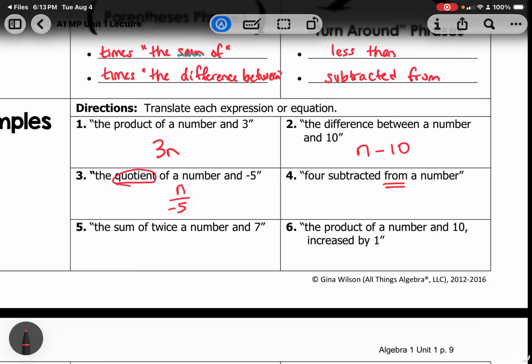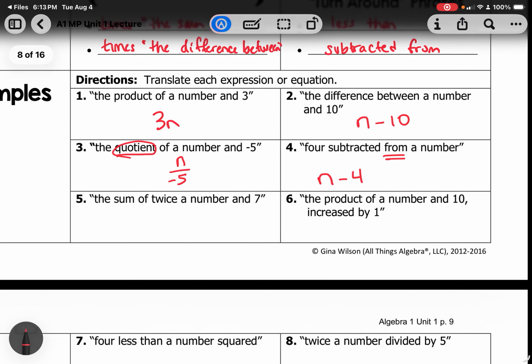I want you to go ahead and put a big star by number 4. This is how I'll know you're actually listening to this and not just writing down what I say or what you see on the screen. We're doing 4 subtracted from a number. So we're going to start with the number, and then we're going to subtract 4 from it. So that's one of those that you have to flip around because of the "subtracted from."